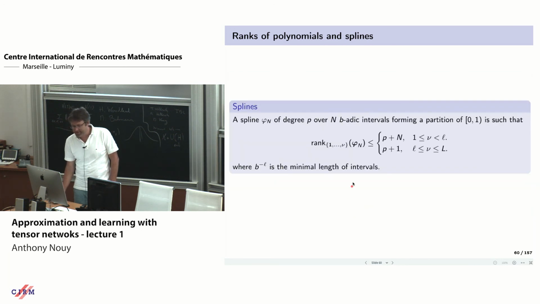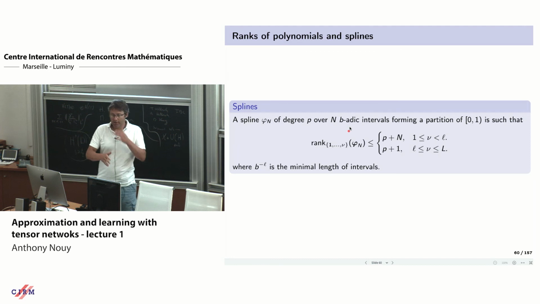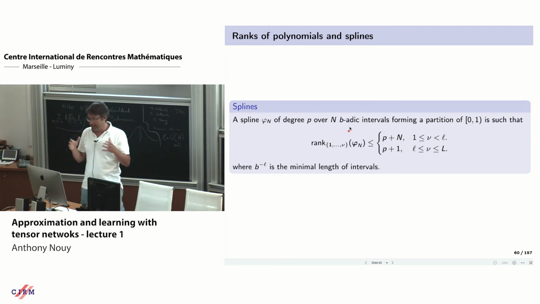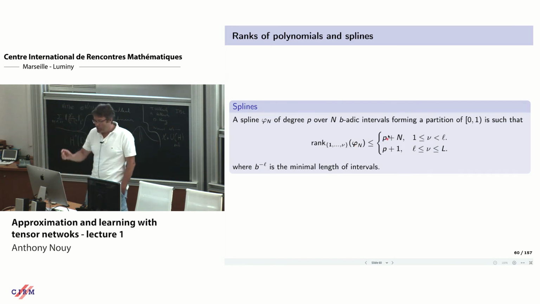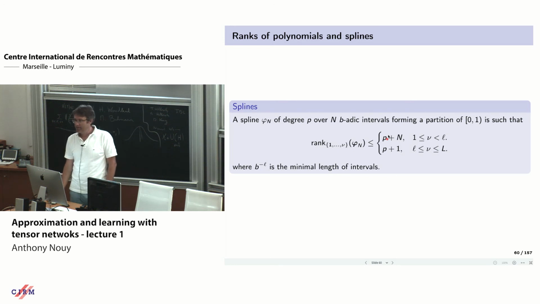Here is the same result on splines that we obtained with Mazen. It says that for a spline defined over b-adic intervals, I mean intervals that have been obtained by a b-adic partition of your interval, you can also control the ranks of these splines with respect to the number of intervals you have and the degree of the polynomials considered.